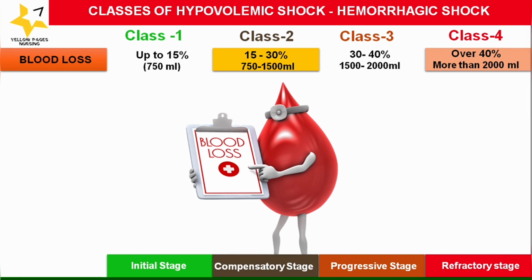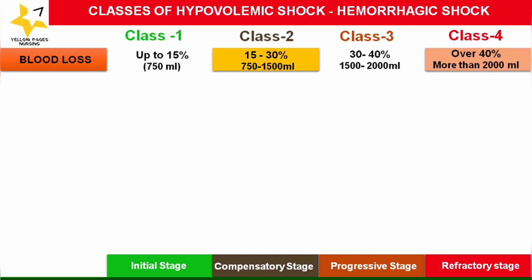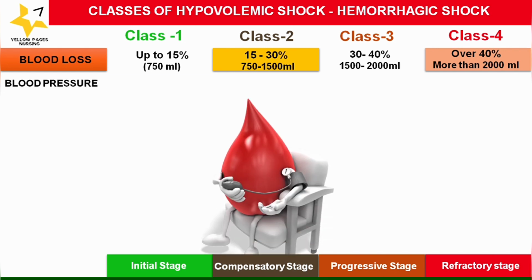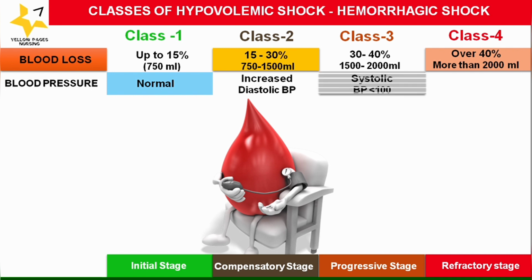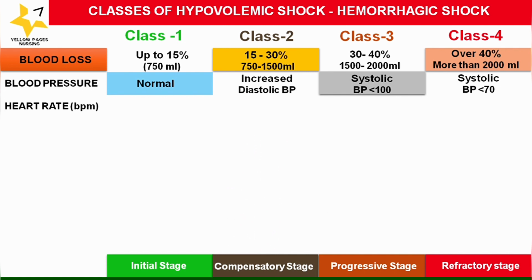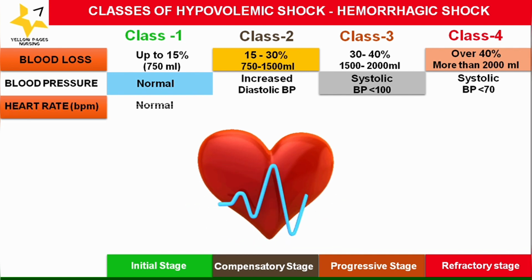Now, let's discuss the clinical changes in each of the classifications. First comes blood pressure, which is normal in class 1 category. Increased diastolic blood pressure is seen in class 2. Systolic blood pressure less than 100 is seen in class 3, and systolic blood pressure less than 70 is seen in class 4. Heart rate normal in class 1 category.